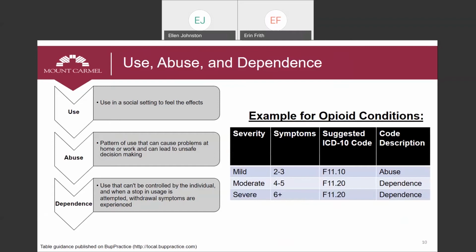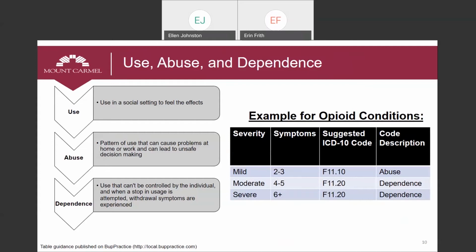Although always up to the provider's clinical judgment, abuse typically is when the severity of condition is mild and the patient is experiencing 2 to 3 diagnostic symptoms. Dependence is considered when the symptoms are either moderate or severe and the patient is experiencing at least 4 of the diagnostic symptoms. On the right is a table outlining this for opioid use.